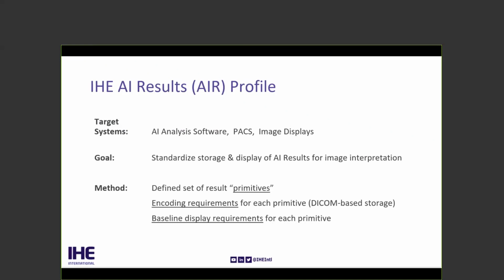So the approach to this will be to look at the collection of AI results that are being generated and do something similar to what we did with presentation states, which is to try and break things down into a set of result primitives, which we'll see in a coming slide. And then for each of those primitives, for the AI analysis software, come up with encoding requirements on how each of those will predictably and consistently be encoded. And then on the display side, what the baseline display requirements are for each of those primitives, so that AI analysis software, as long as they can break their particular findings into a collection of these primitives, can be confident that the various display systems will be able to do something reasonable with the results they're sending without one-on-one integration work.